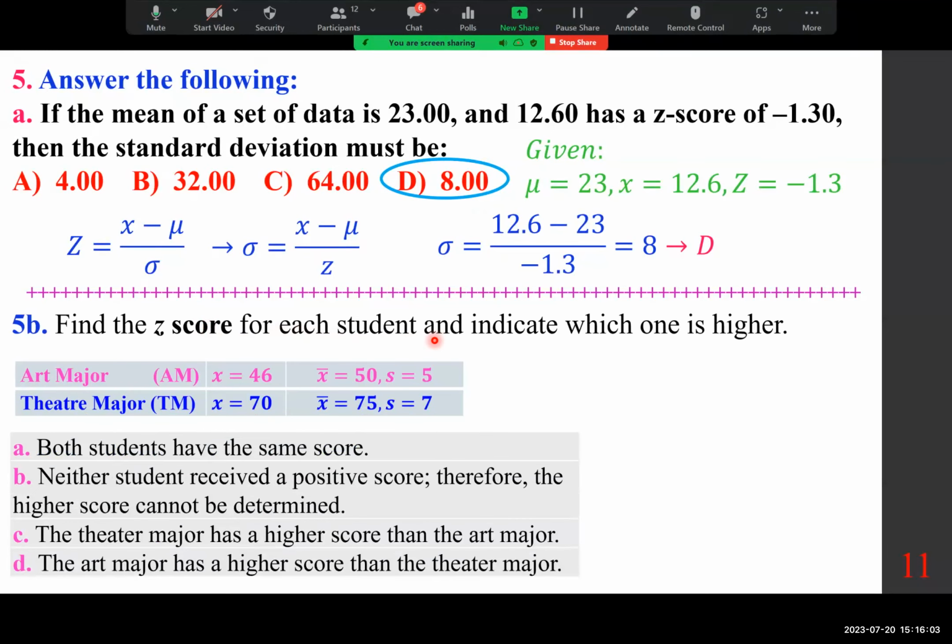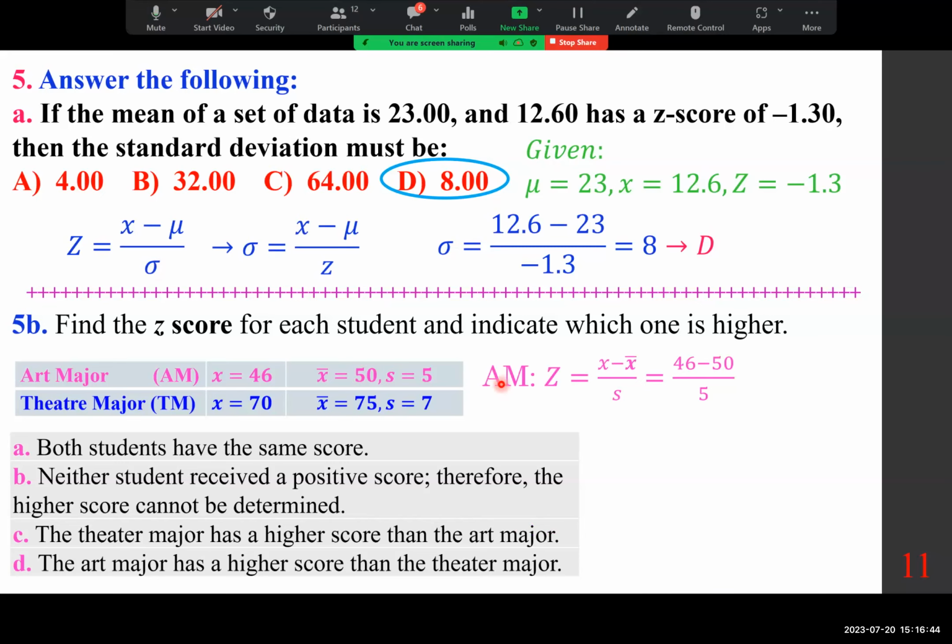Find the z-score for each student and indicate which one is higher. An art major: x is 46, x bar is 50, s is 5. Theater major: x is 70, x bar is 75, s is 7. We are comparing two grades, and since they have different scales, the only way to compare them is to find the z value. We're going to stick with this formula, x minus x bar over s. This is for the population, and this is for the sample. Either one is fine for this question.